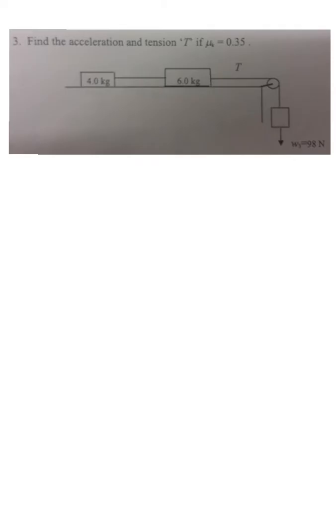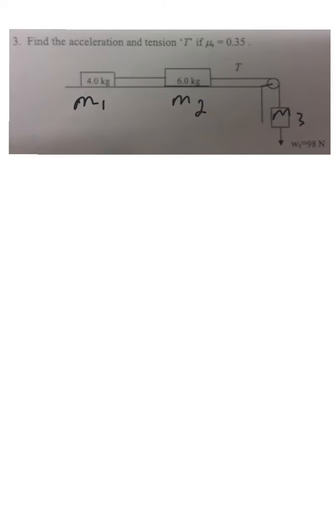So first things first, we have mass 3, which is the hanging mass. All right, we have mass 1. We're going to call this one mass 1. This was mass 2, and this would be mass 3. So mass 1 is 4 kilograms, mass 2 is 6 kilograms, mass 3 is going to be 10 kilograms because it's 98 newtons. That's the weight of it. So 98 divided by 9.8 gives us 10. So mass 3 is 10. So we have those three things.